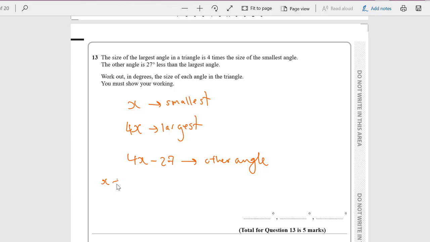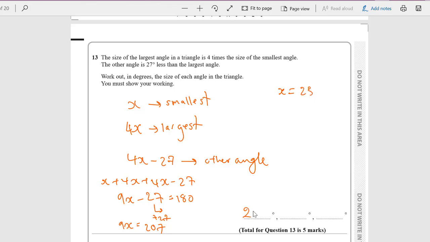So x plus 4x plus 4x minus 27. Collect like terms, so 9x minus 27. Now we know this is going to equal 180. So we can take this to the other side, it becomes plus 27. So I have 9x equals 207. Then if you divide by 9 on both sides, x gives 23.